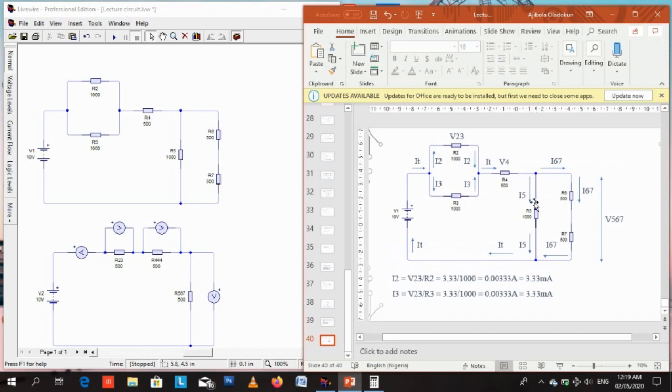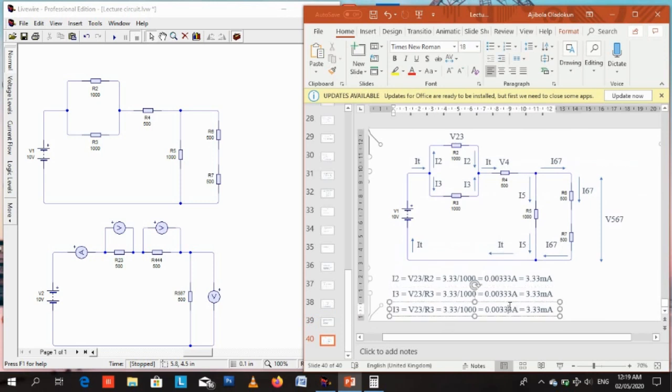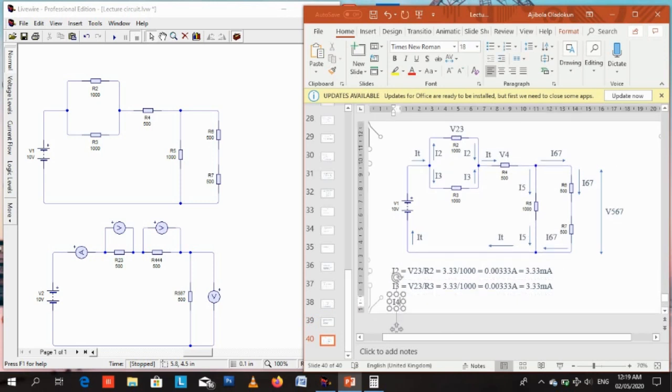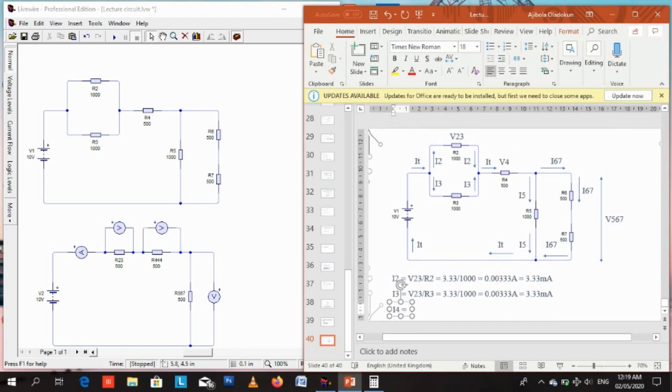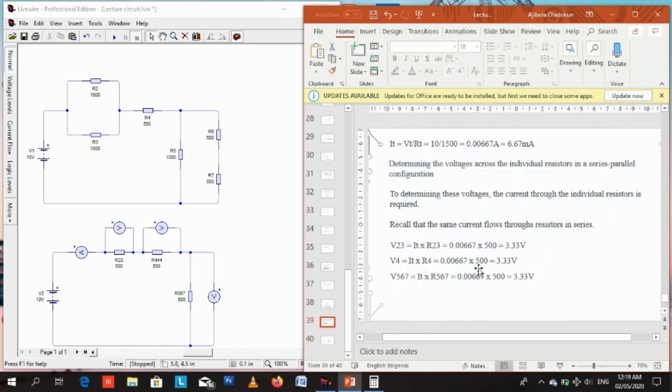Now let's go for I4, I5, I6. So copy, paste, drag, align, erase. I4 equal to IT. If you look at that, the current flowing through R4 is IT, so I4 is automatically IT, and IT is 0.0067 amps. We've done that before, which is 6.67 milliamps.